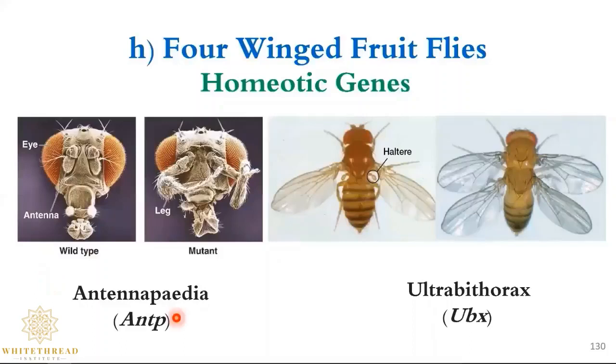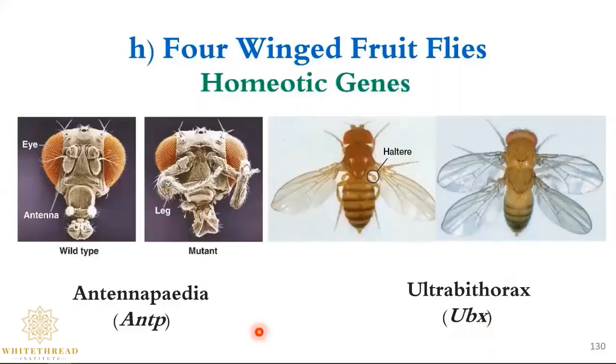And a mutation in ultrabithorax leads to an extra set of wings at the halteres, which is the balancer. So whilst the fruit fly is in flight, these are the balancers here. And can you see, it's called halteres, the balancers. An extra set of wings grow because of mutations in the ultrabithorax gene.